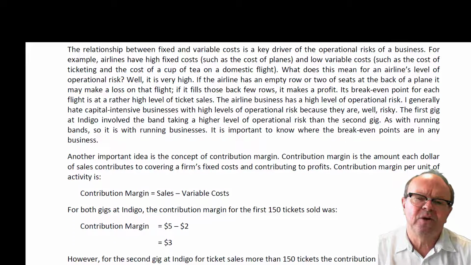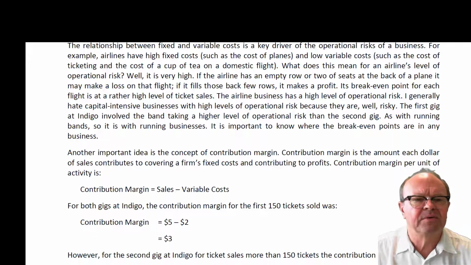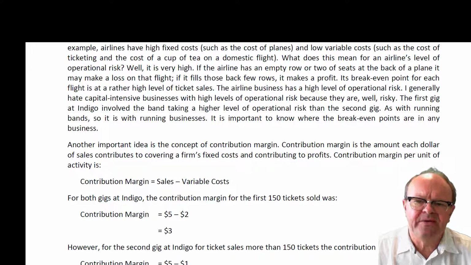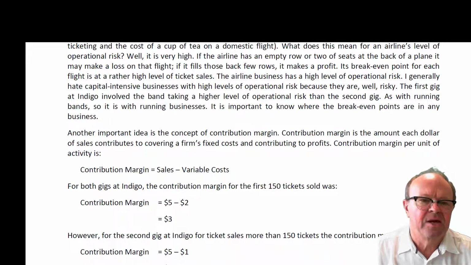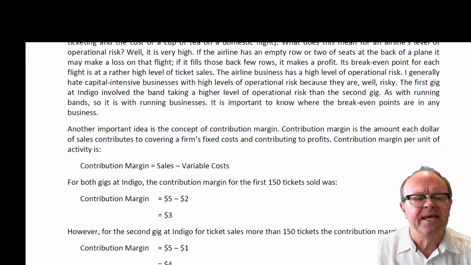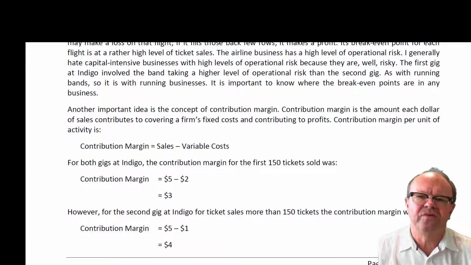The relationship between fixed and variable costs is a key driver of the operational risks of a business. For example, airlines have high fixed costs, such as the cost of planes, and low variable costs, such as the cost of ticketing and the cost of a cup of tea on a domestic flight. What does this mean for an airline's level of operational risk? Well, it is very high. If the airline has an empty row or two of seats at the back of a plane, it may make a loss on that flight. If it fills those back few rows, it makes a profit. Its break-even point for each flight is at a rather high level of ticket sales. The airline business has a high level of operational risk.